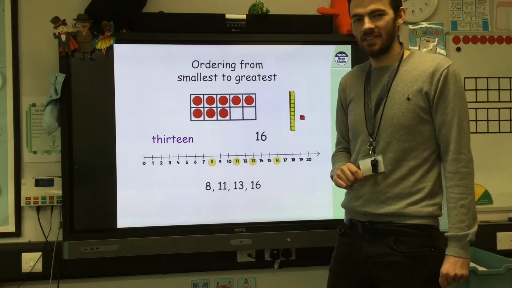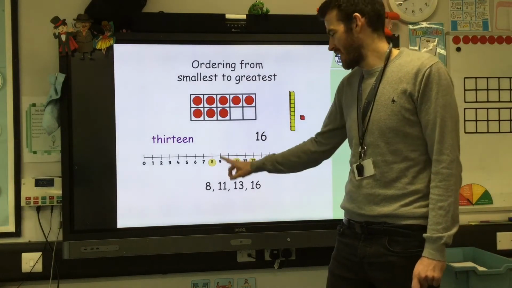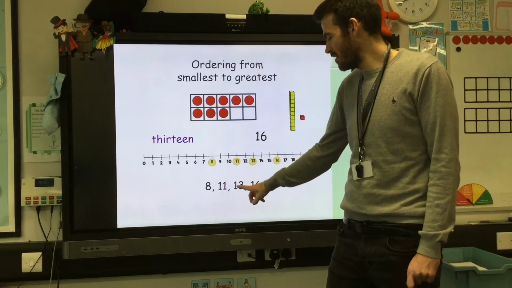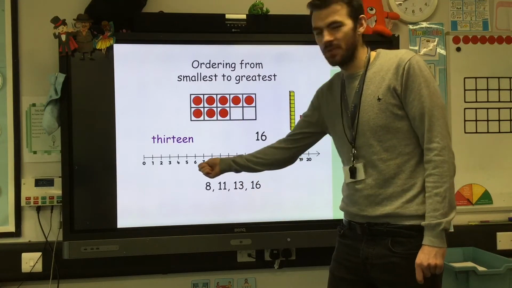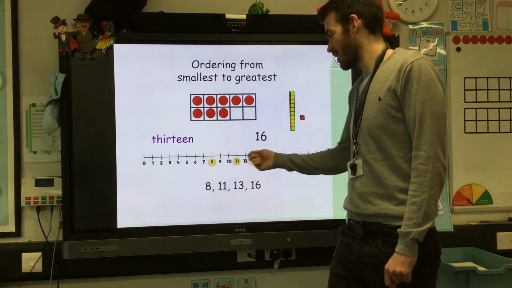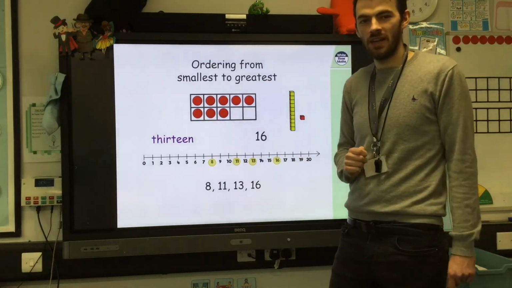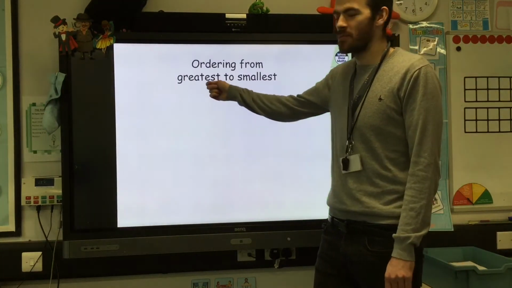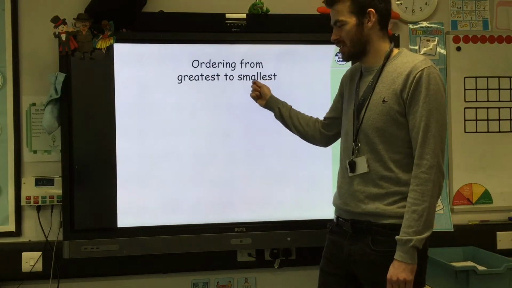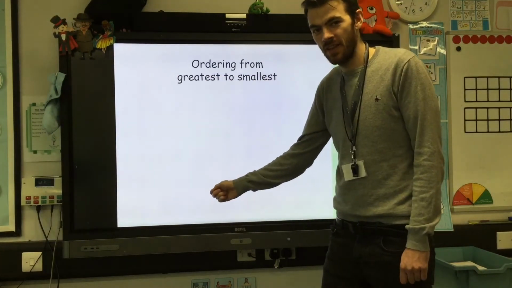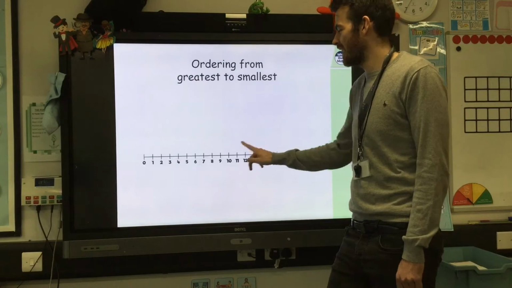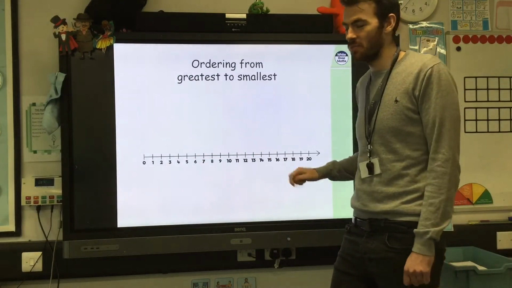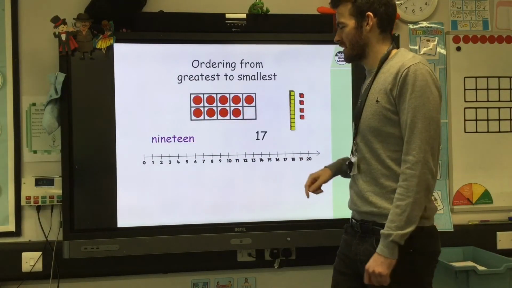8. Excellent. Then the next smallest is 11, 13 and 16 as the numbers get larger, greater as we move along the number line. This time we're ordering the numbers from greatest to smallest. So we are going to start with the greatest and move to the smallest. Again, we'll use the number line to help us, and we have some different representations.